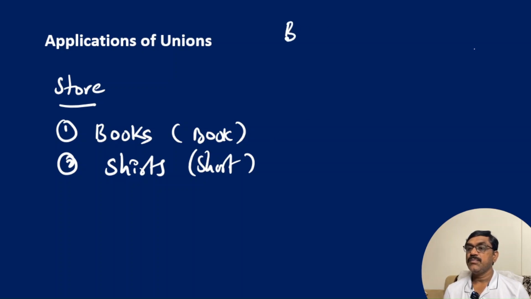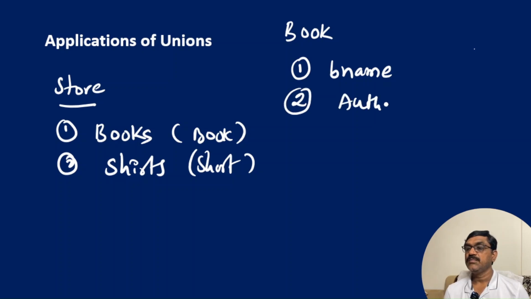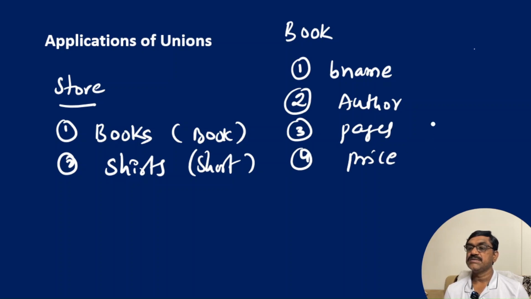Generally, book information consists of, first, the name of the book, or we can say the title of the book, second, the author name, or simply author, third, pages, the number of pages, and fourth, price. These are the four important properties or characteristics of a book to store the information regarding the book.